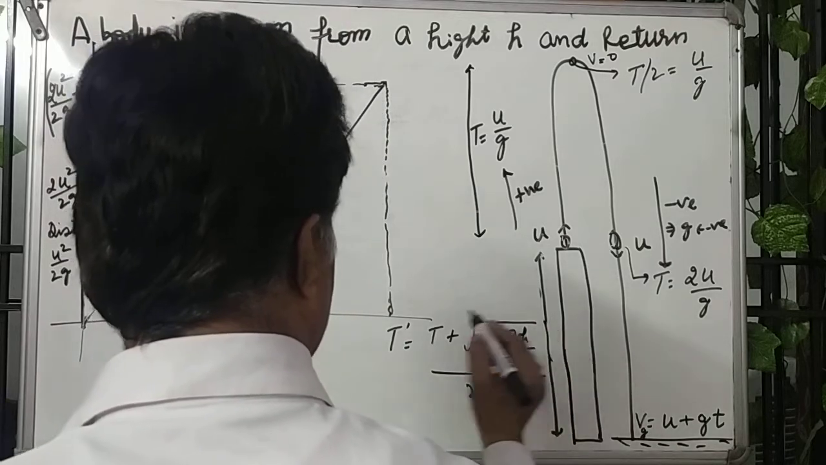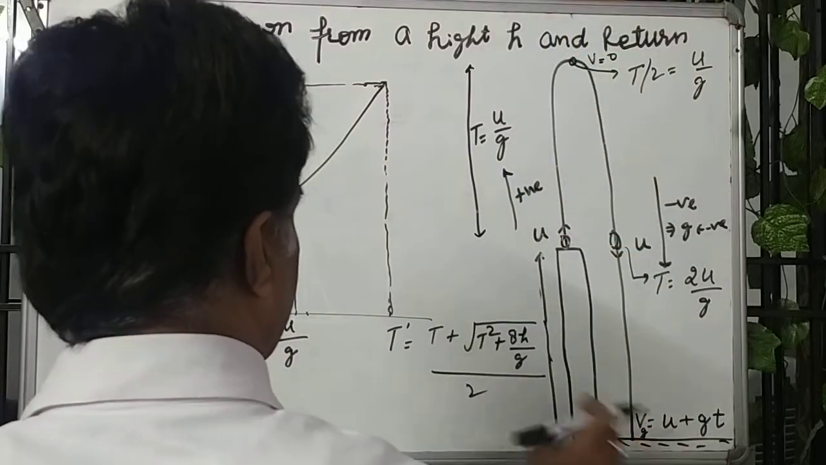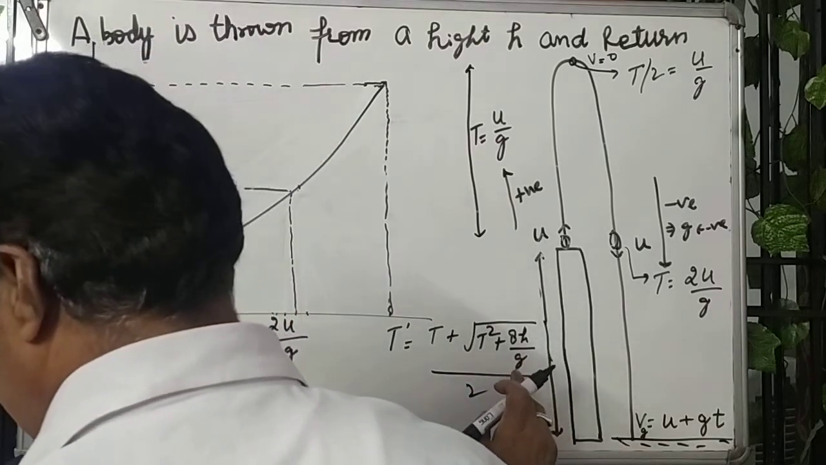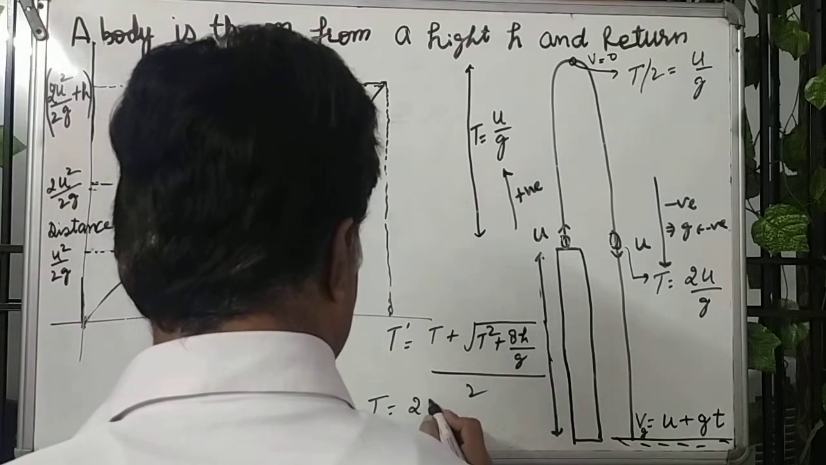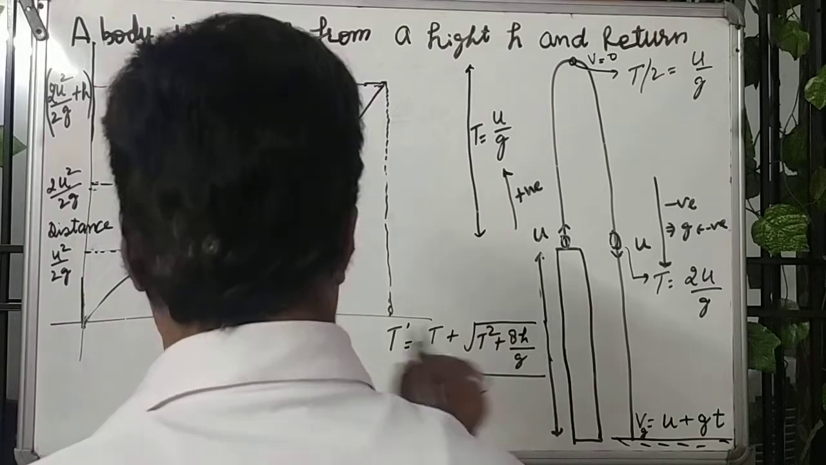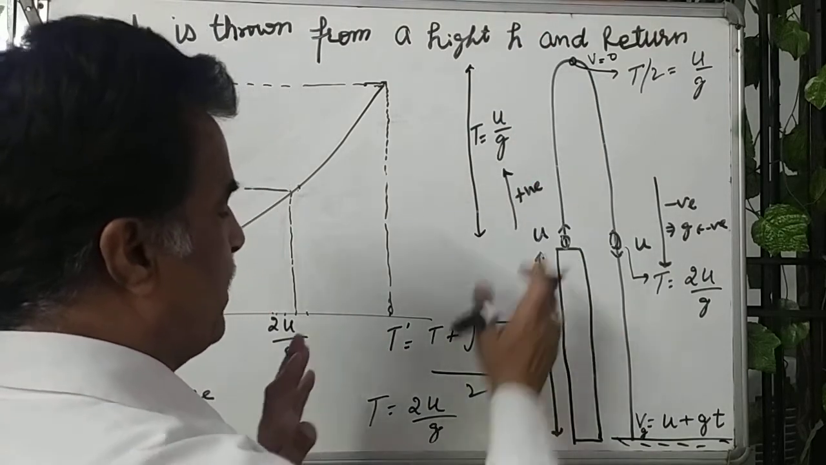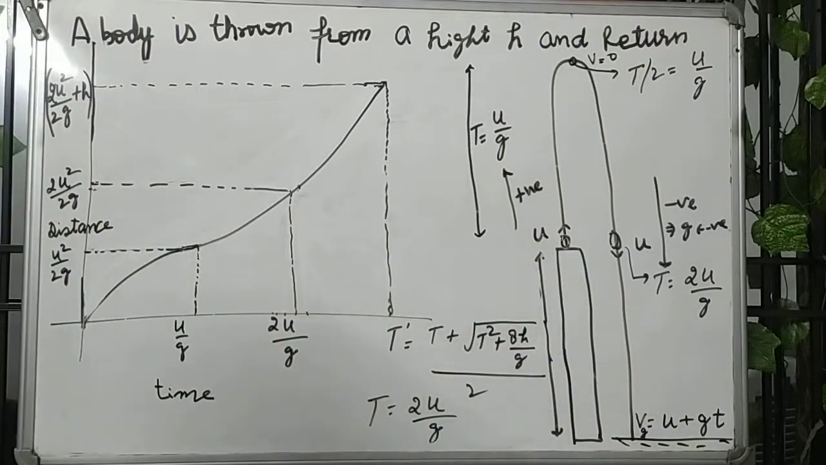So this is the total time of the whole journey, going up, coming down and moving further: t plus root of t square plus 8h upon g, whole upon 2, where t equals twice u upon g. This derivation I have told you already, so there is no need to derive it further. This is the total time, and this is the distance-time graph. Next we are going to study the speed-time graph.